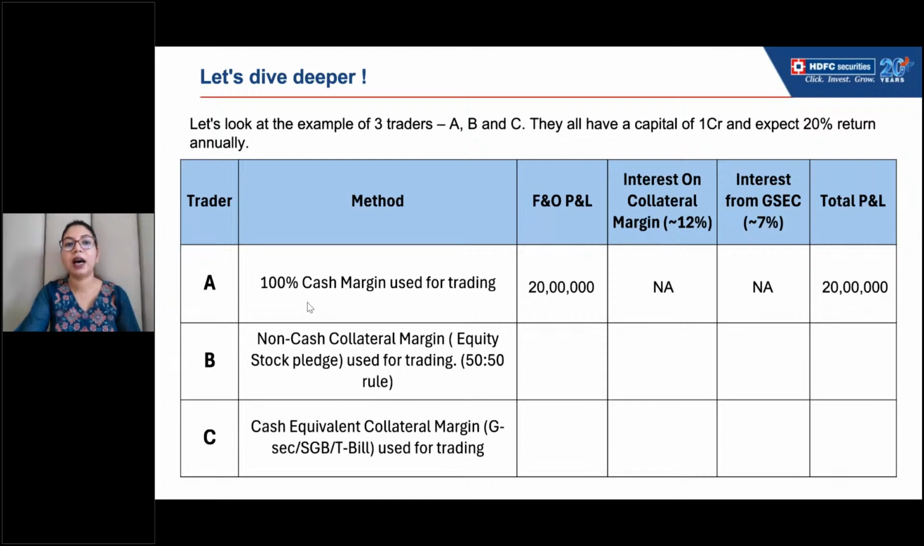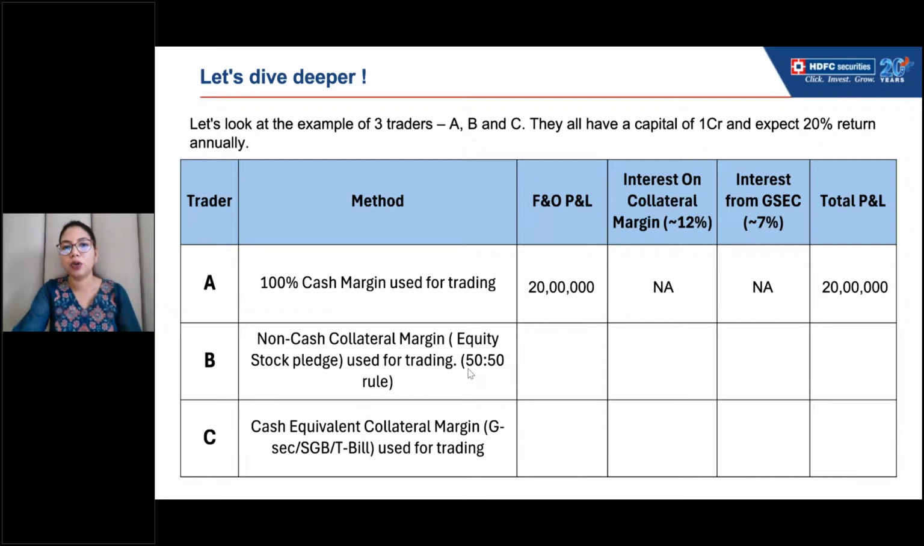All right, now in the second scenario where we have this trader B, what is he doing? He is using non-cash collateral margin, where he is using the equity stock pledge. Okay, but using the equity stock pledge, into that we have this 50-50 margin rule, where you need to have 50% of cash margin to carry your positions and trade.